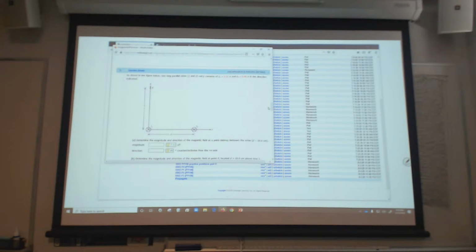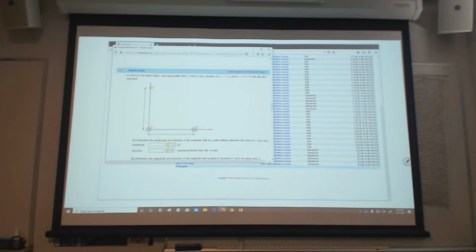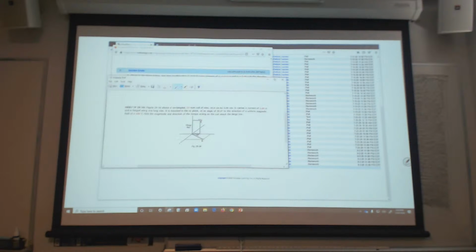Okay. And I was able to figure out part A, but I'm struggling with part B. So I was hoping we could just go over that.